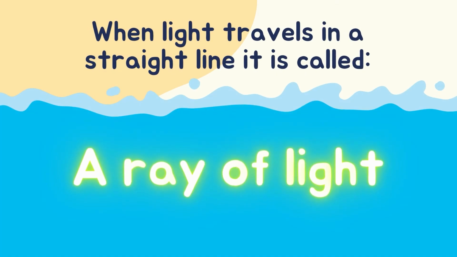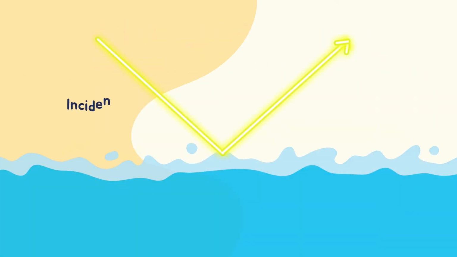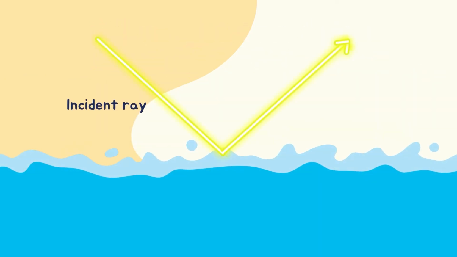Light waves travel in a straight line when they are in air, water, and a vacuum space. When light is traveling in a straight line, it is called a ray of light. When a light ray hits an object, it is known as an incident ray. The angle that the incident ray makes with the object is called the angle of incidence.